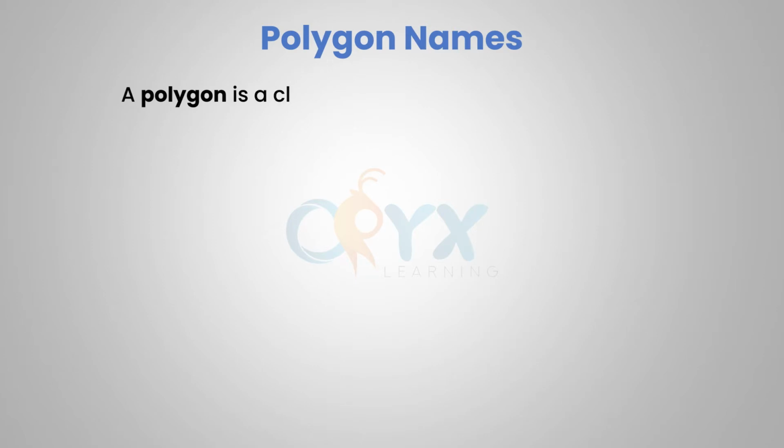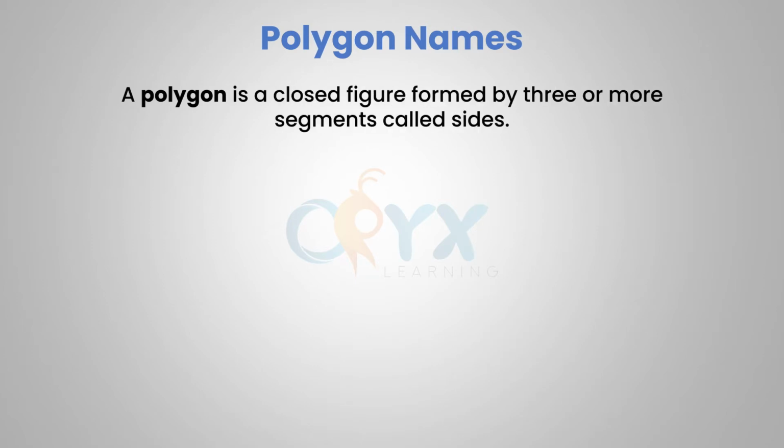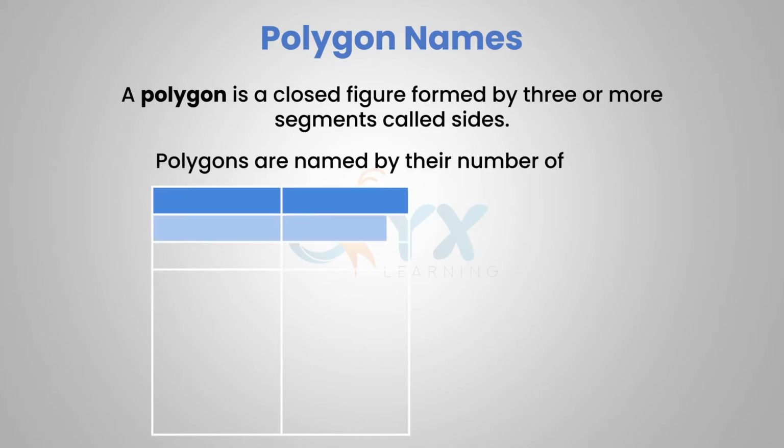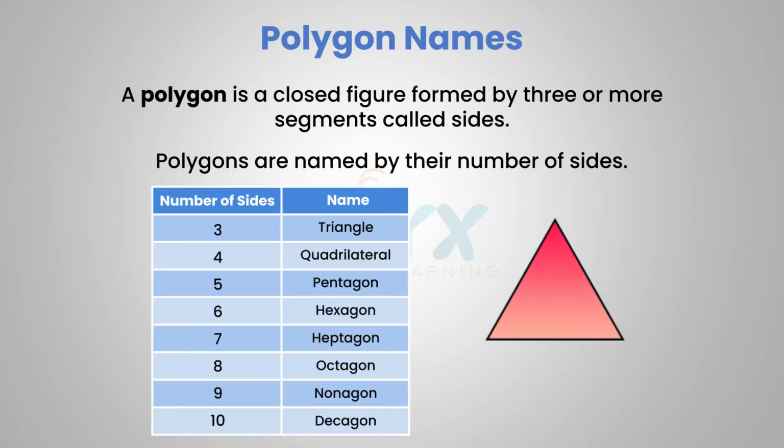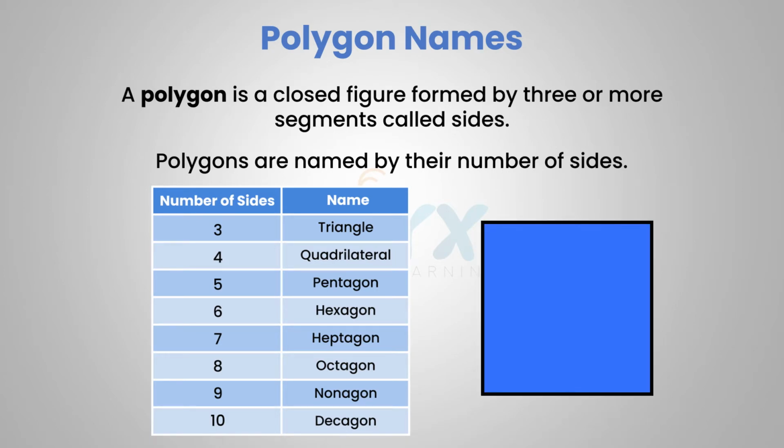A polygon is a closed figure formed by three or more segments called sides. Polygons are named by their number of sides. A polygon with 3 sides is called a triangle, and with 4 sides is called a quadrilateral.